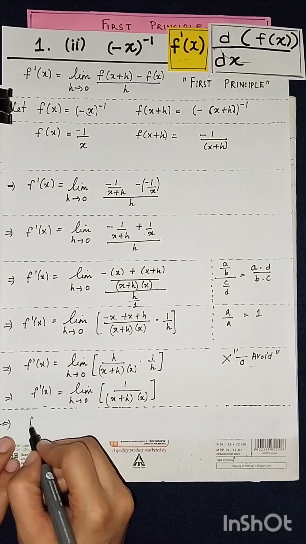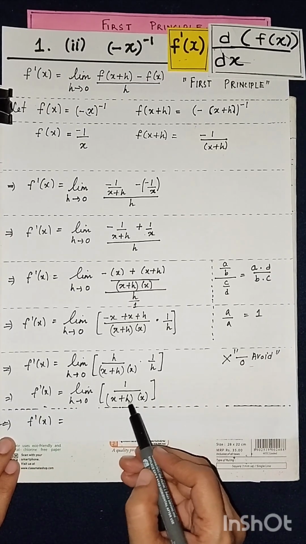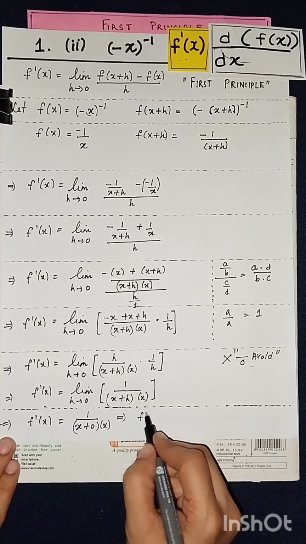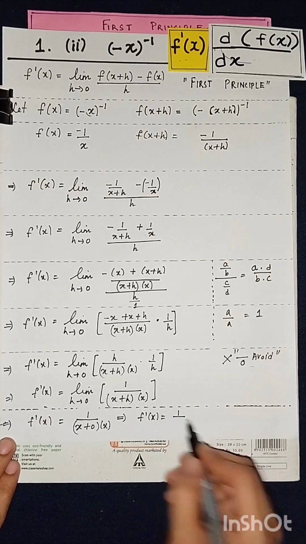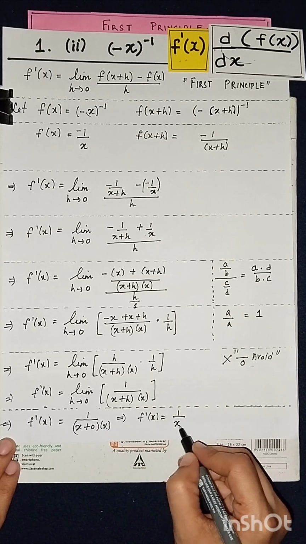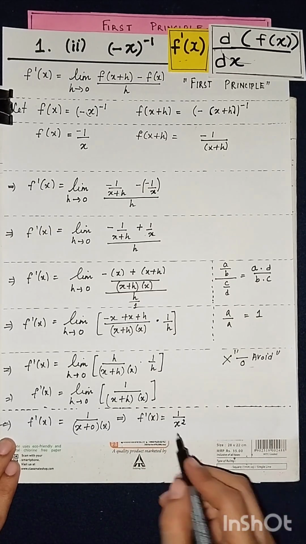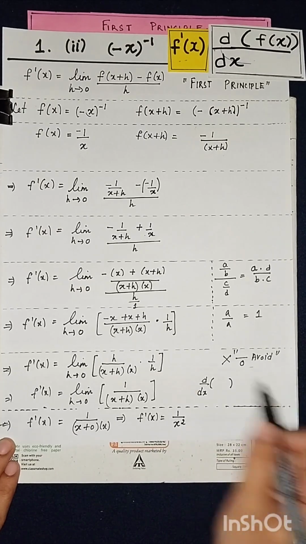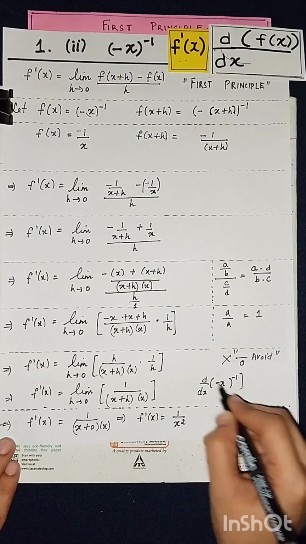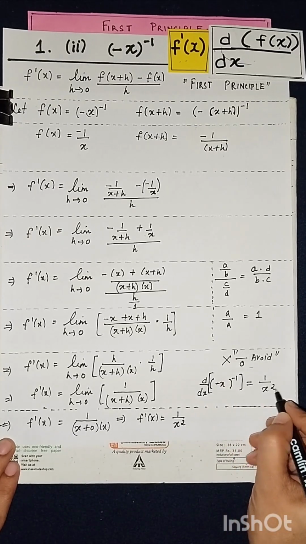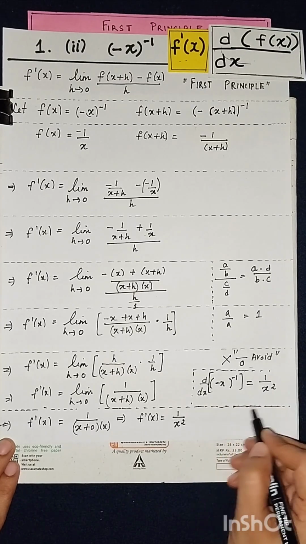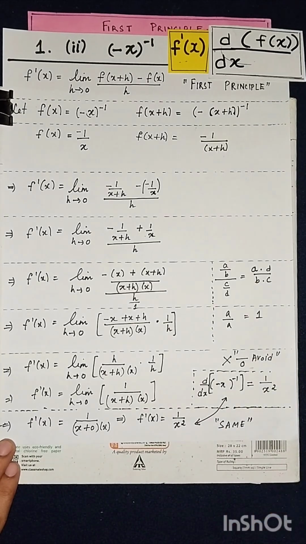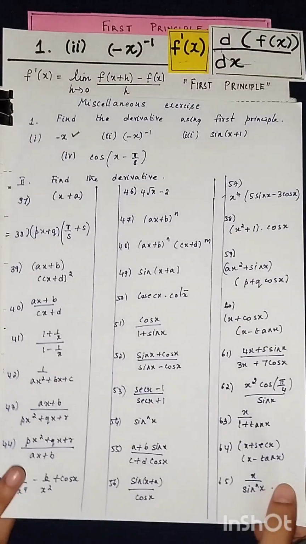So this implies f dash of x is equal to, so when you are substituting 0, you should not write limits. So you'll get 1 divided by x plus 0 into x. So this implies f dash of x is equal to 1 divided by x plus 0 is x into x is x square, right? So this is the derivative of this given function. So we can also write like this, d by dx of minus x to the power minus 1 is equal to 1 by x square. Right? Both are same. Just we denote in a different way. So we completed the second sub question.